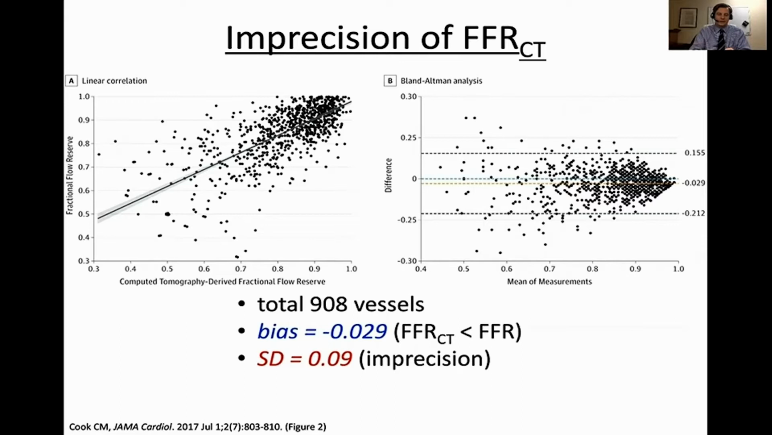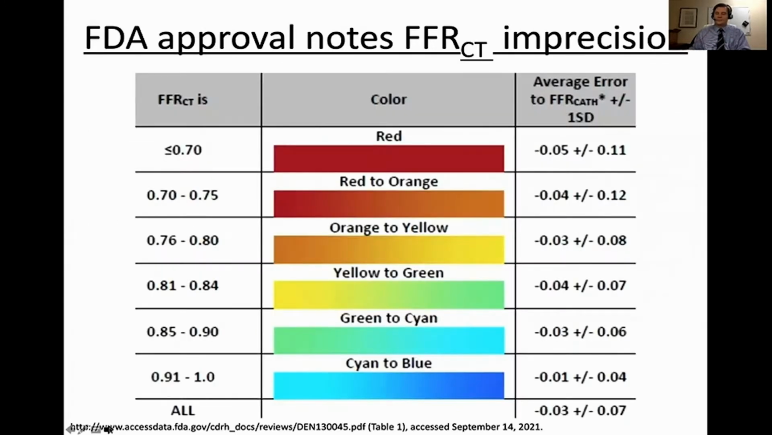So this was data put together from over 900 vessels, and you can see again the bias is small, although not negligible. FFRct generally is a little bit more pessimistic than invasive FFR by maybe 3 points, 0.03, something like that. And the imprecision is slightly greater at 0.09. And this is something that is well appreciated on the FFRct. In fact, it's part of every single FFRct report. I think it's on the second or third page.